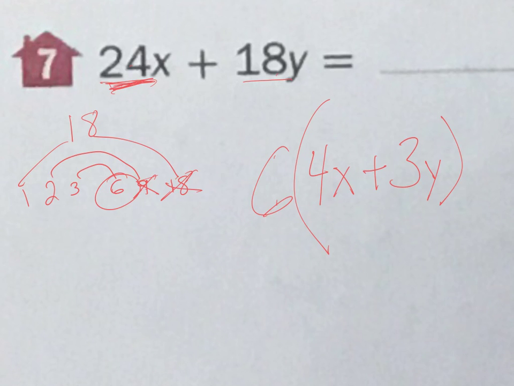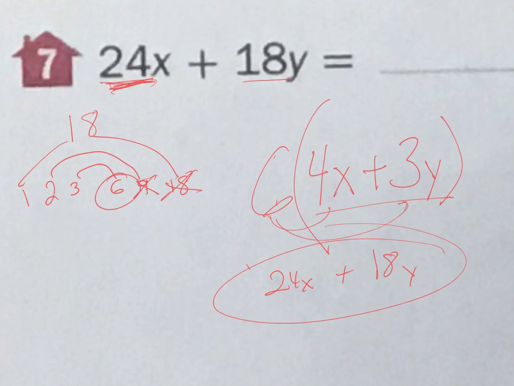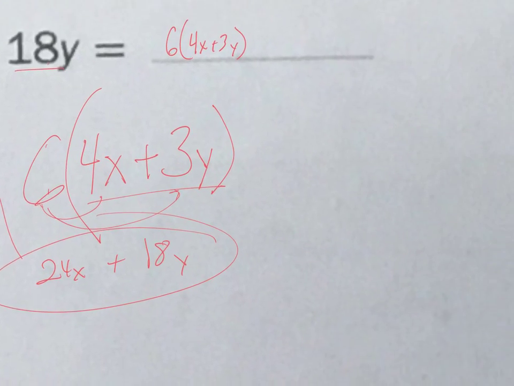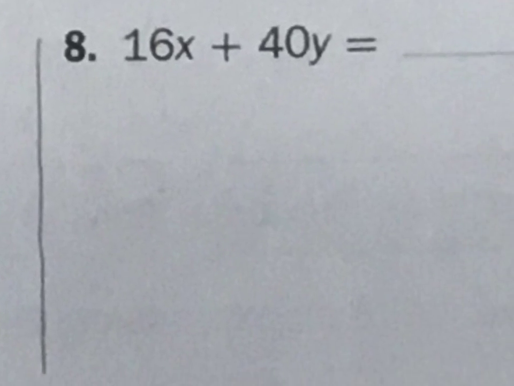There you go. I can't add these together because they're not like terms, but if I distribute this 6, 6 times 4x is 24x, plus 6 times 3y is 18y, which is the same as this. So I factored it correctly. 6 times 4x plus 3y. Okay, let's factor another one over here.